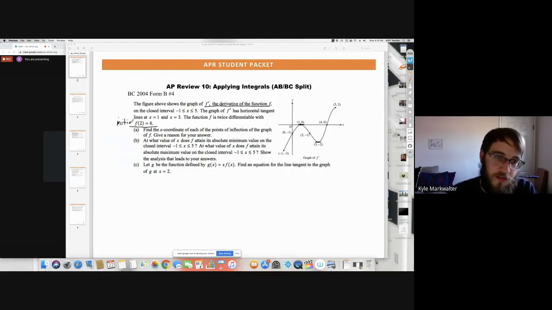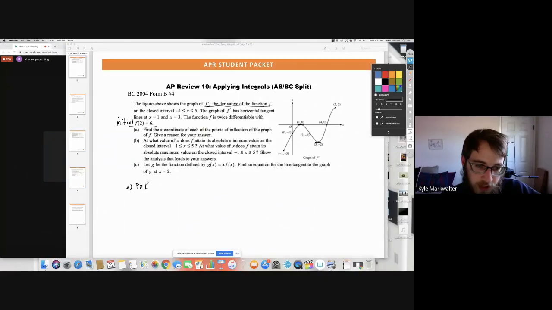I note the x-coordinate of the point of the graph of f. Give a reason for your answer. So let's start with that reason for your answer. If I could come off the microphone for a second, let's have Quay, since she wasn't with us last time. What do we look for on the graph of f prime to figure out where there's a point of inflection?